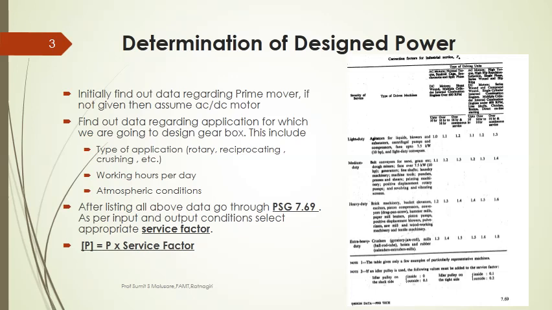Here, according to the input and according to the output machine, different service factors are given, so we have to select the appropriate service factor from this and determine the design power. Okay, so design power P is equal to the actual power to be transmitted times the service factor. Fine.